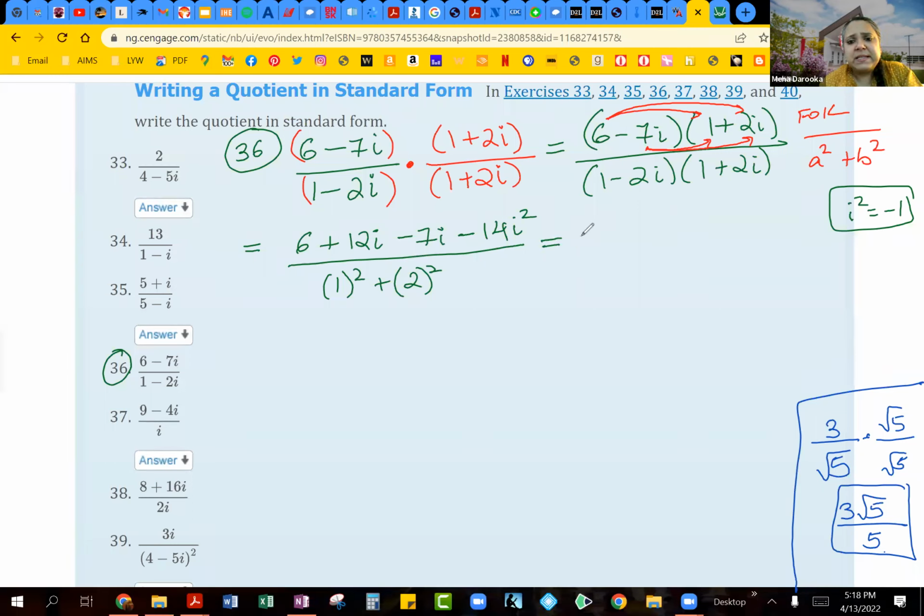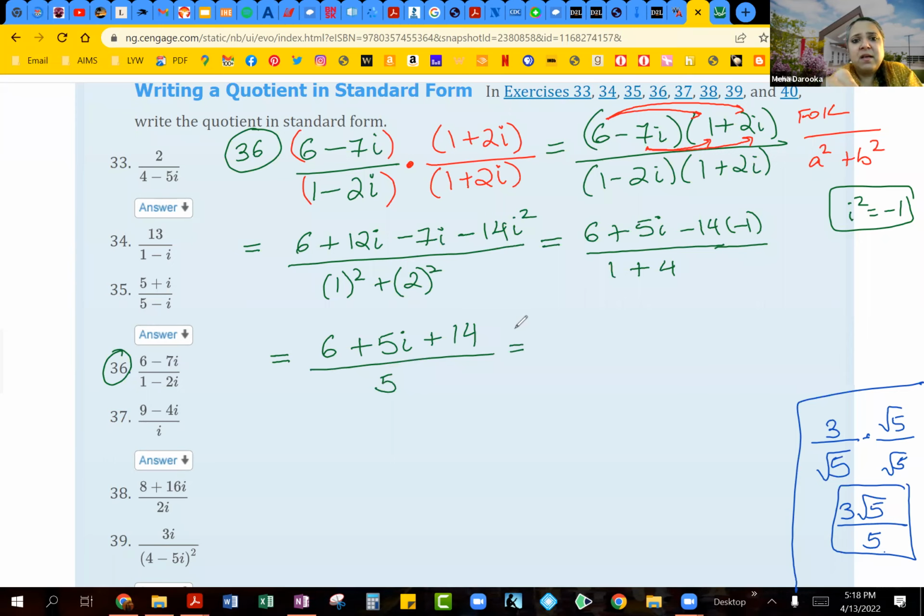So now we just have to clean this up. Of course, the denominator will clean up into 1 squared is 1, 2 squared is 4. So that will end up becoming 5. Now on the numerator, we have 6 by itself for now. The 12i minus 7i will combine, so 12 minus 7 will give us 5i. And then your minus 14 i squared will become negative 1. Negative and negative will become positive, so that ends up becoming positive 14. 1 plus 4 on the bottom will become 5.